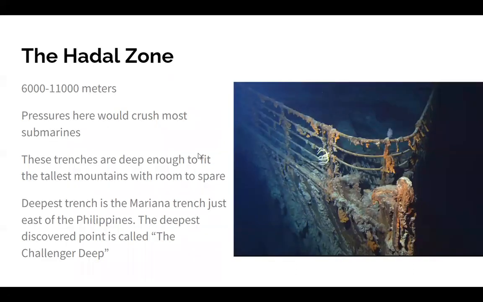And final, the Hadal Zone. This is the deepest portion of the ocean. 6,000 to 11,000 meters. That is not a typo. 11,000 meters. 11 kilometers. This pressure crushes submarines. You have to have very, very specialized submarines to go down in these areas.